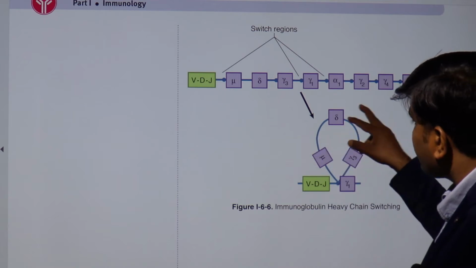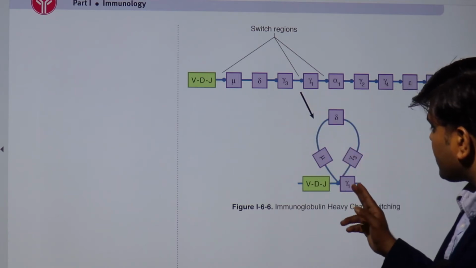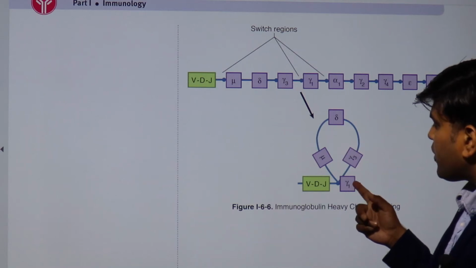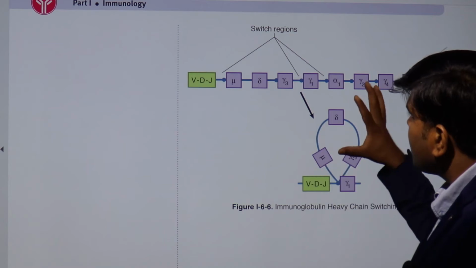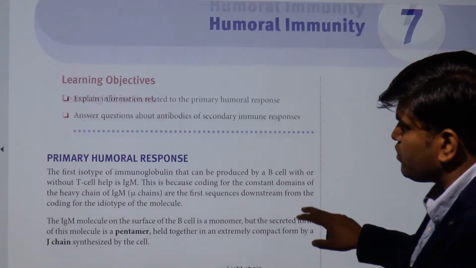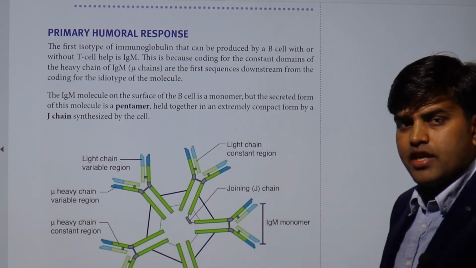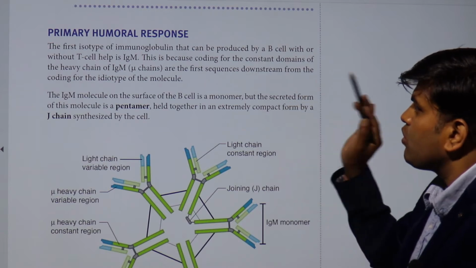After that, when there is class switching, there will be looping out, and whichever comes forward, suppose gamma 1 has come, then immunoglobulin G1 will form. So this is the way of immunoglobulin heavy chain switching. This is called class switching, and that occurs only in the second set of activated B lymphocytes. In the primary response, there will always be immunoglobulin M.